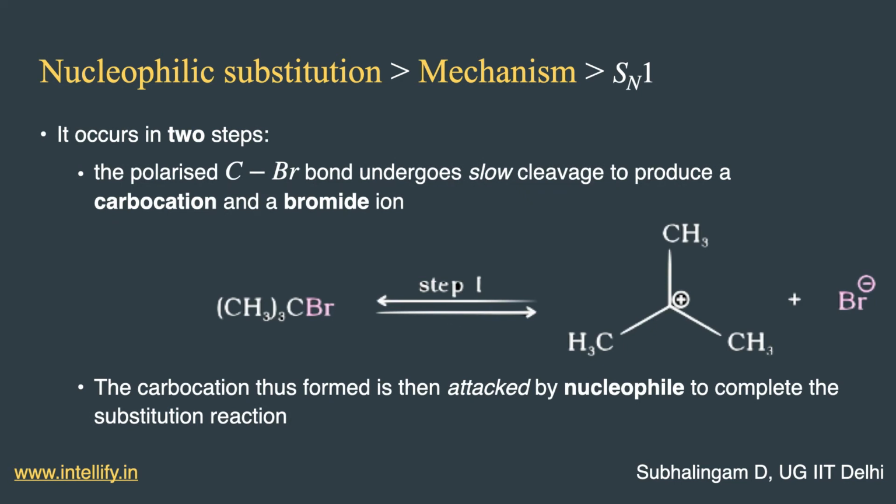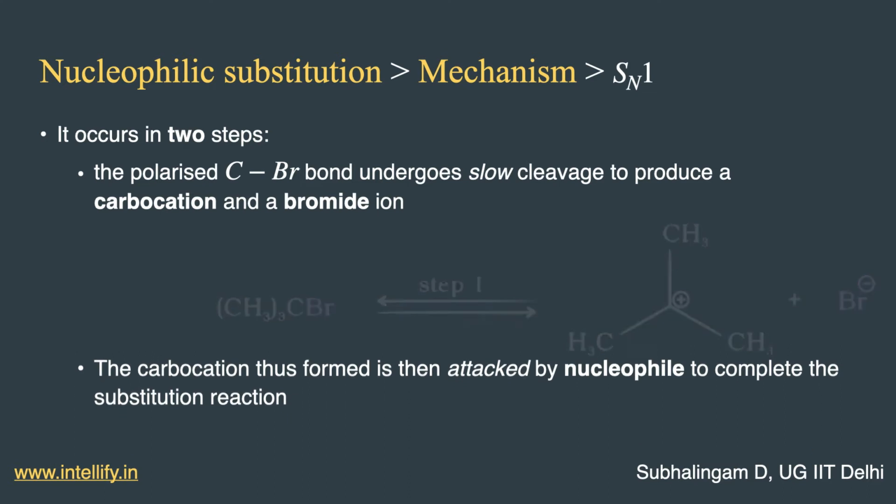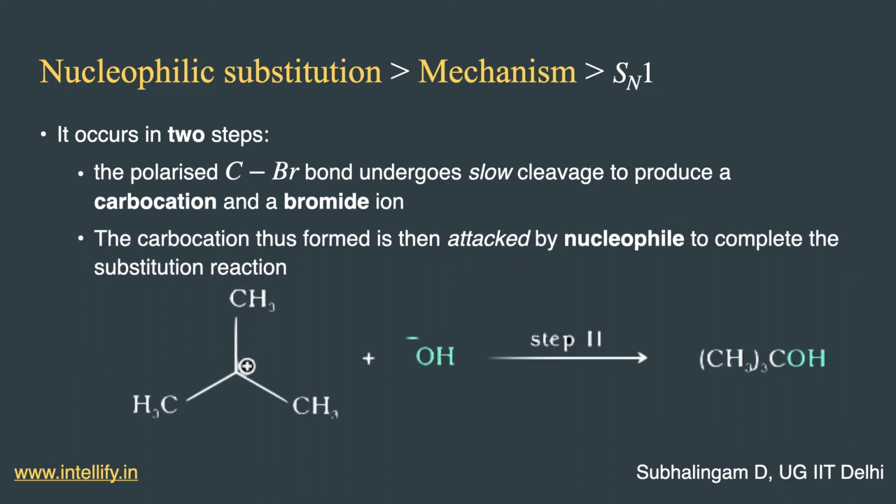In the first step, there is (CH3)3CBr and it forms a carbocation by cleavage of the C-Br bond. And in the second step, the hydroxide ion attacks the intermediate, that is the carbocation intermediate, and it forms the desired product, that is tertiary butyl alcohol.